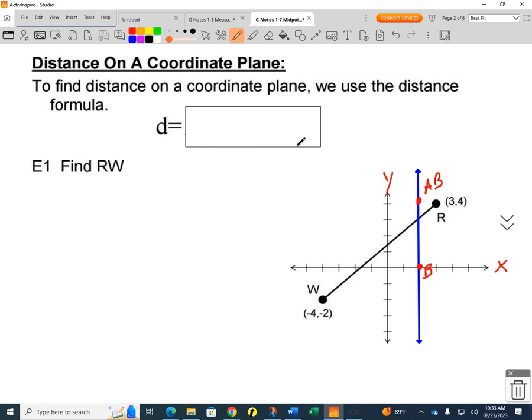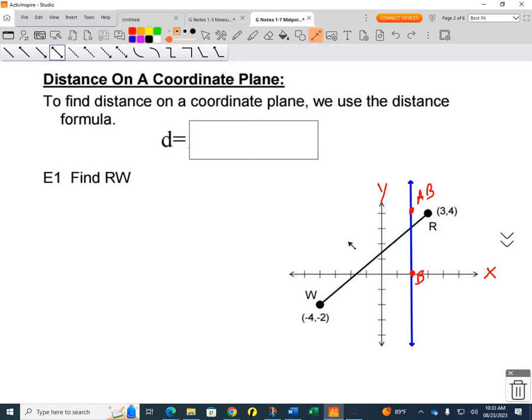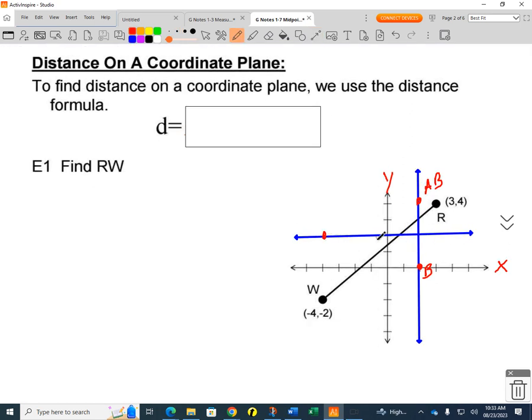Don't do that, Jonathan. If I have a horizontal line, and I have 2 points on it, I can count the distance between point C and point D just by counting. 1, 2, 3, right? But what if you have a diagonal line? You can't just count, right? Because the distance between this point and this point at that angle is not the same as if it's a horizontal or a vertical line.